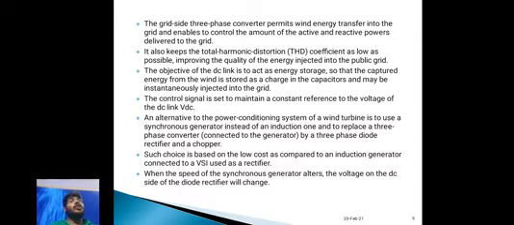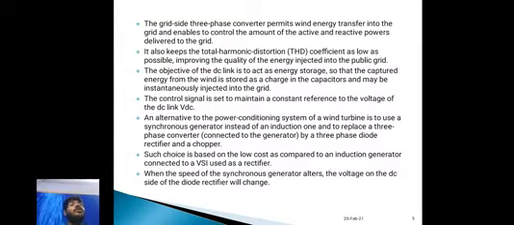Total harmonic distortion is the measurement of harmonic distortion present in a signal, defined as the ratio of the sum of the power of all harmonic components to the power of the fundamental frequency. A range of 9 to 10% is allowable. The control signal is set to maintain a constant reference for the voltage of the DC link, VDC.